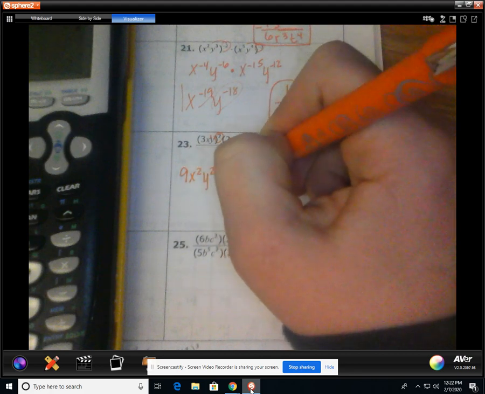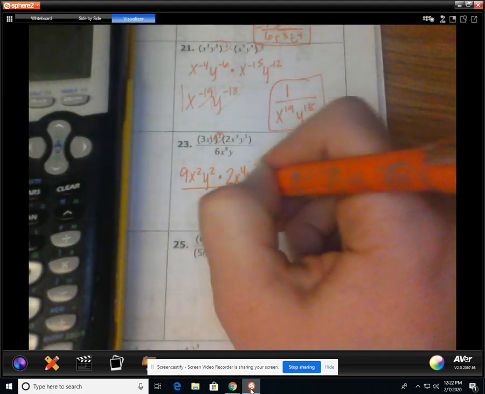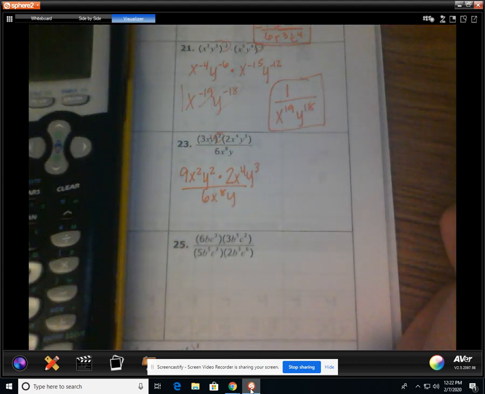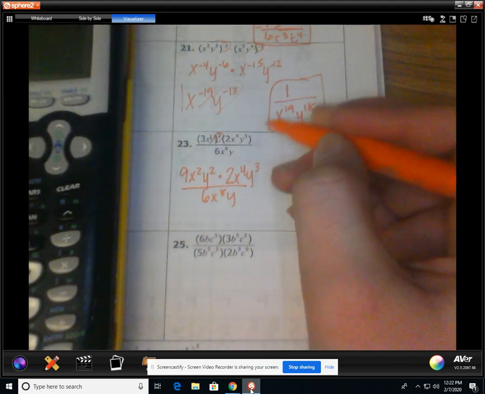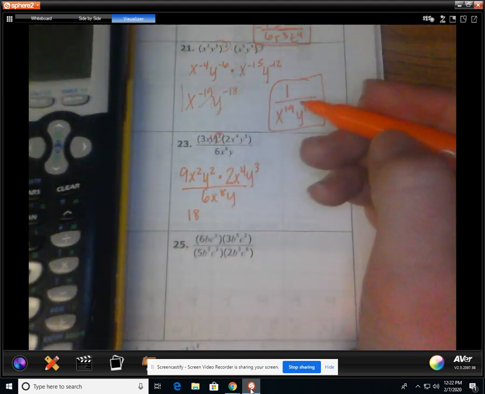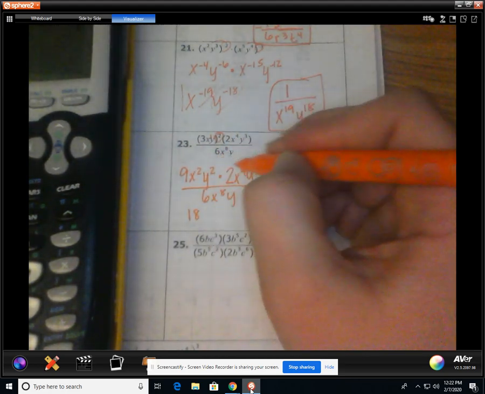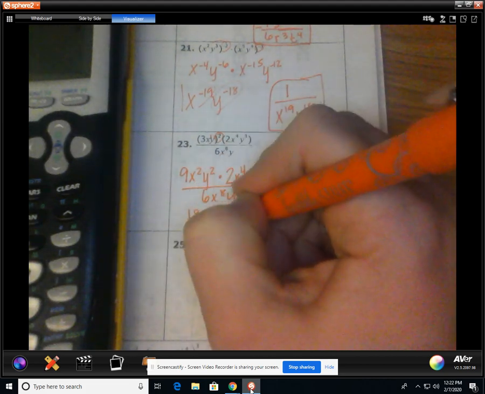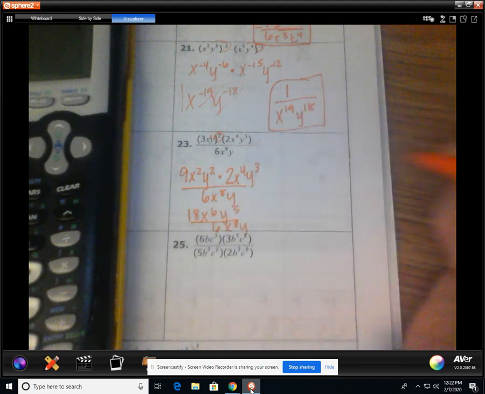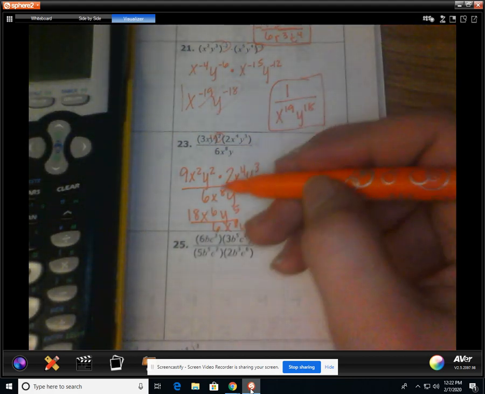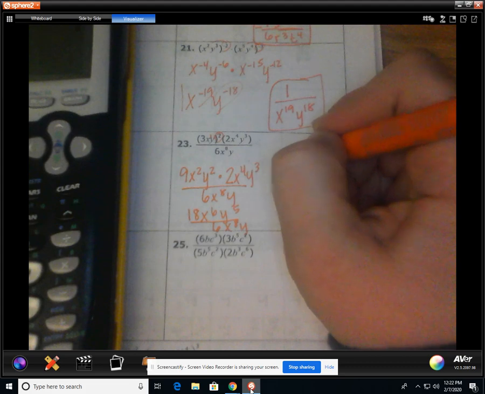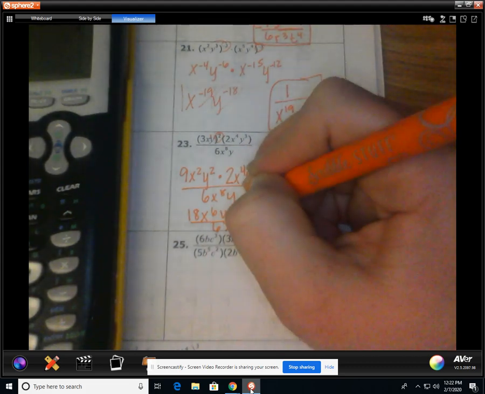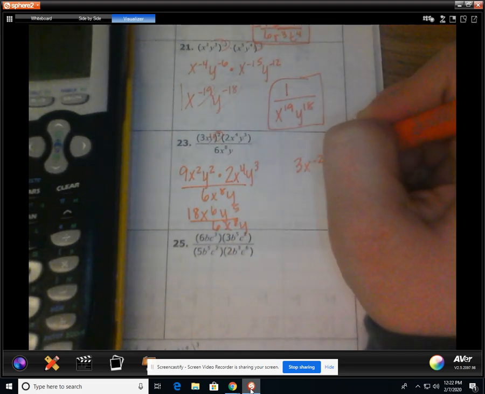2x to the fourth, y to the third, because that one doesn't have a power, and it's being divided by 6x to the eighth y. Okay, so here we go. 9 times 2 is 18, and when you're multiplying, you add, so 2 plus 4 becomes x to the 6, and 2 plus 3 becomes y to the 5, over 6x to the eighth y. Now I do my division, so 18 divided by 6 is 3. 6 minus 8 becomes negative 2, and 5 minus 1 becomes 4.